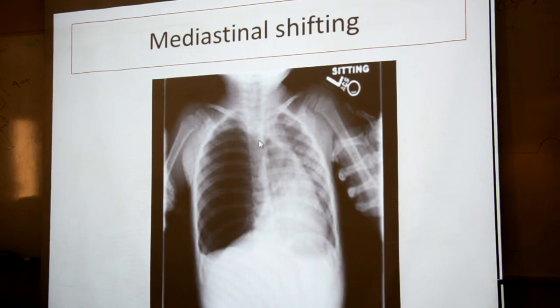Check here, the mediastinum is not only widened, but it is also deviated more towards the left side. Why is it? Is it pulled or pushed? Pulled. What is pulled? The left lung is collapsed. And what about the right lung? Larger, more than normal. And do you see any vascularity on the right lung? No. Where is the vascularity?